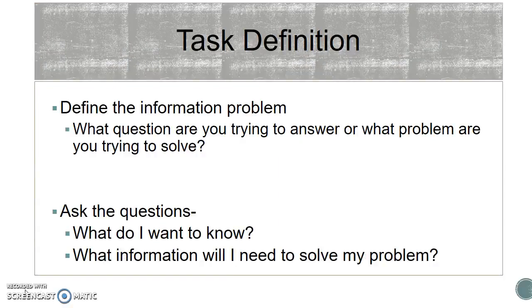The task definition phase is where you determine what you need to know in order to solve your information problem. Remember that it can be a hard, complex problem or a simple problem with an easy solution. Whatever the case, during this step, you will be defining your problem and deciding what information you need in order to solve it.